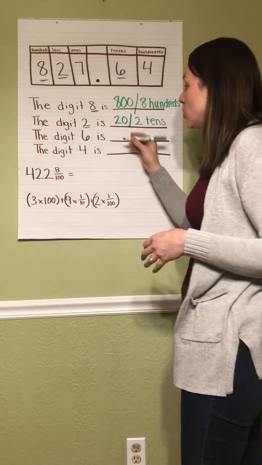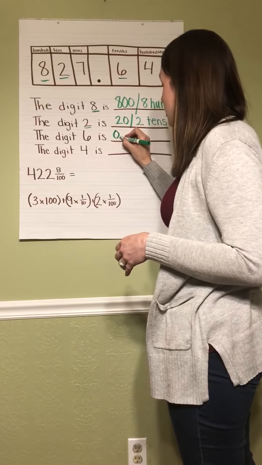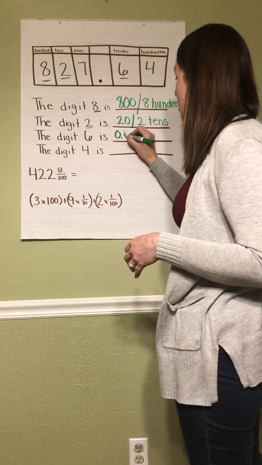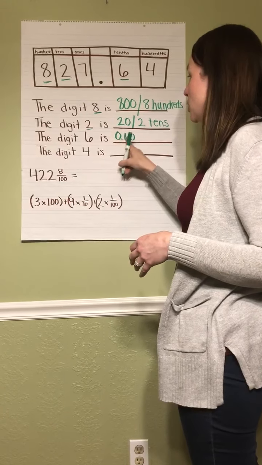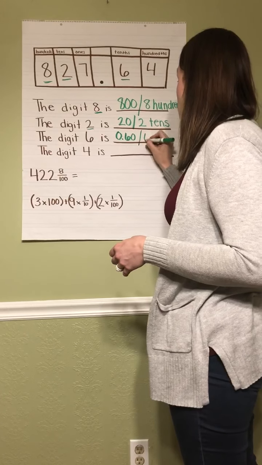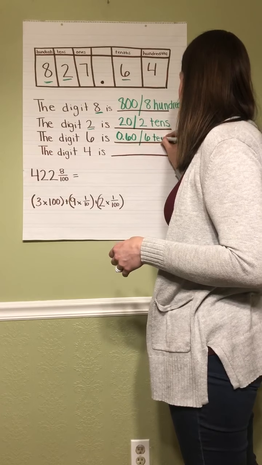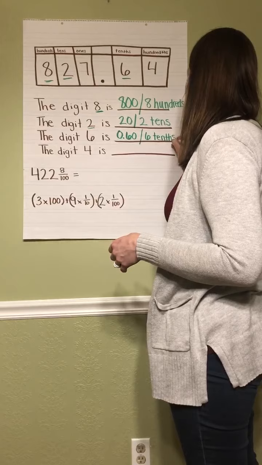The digit 6 is in our tenths place, right? So you are either going to write 0, because there are no whole numbers, 6, or you could just put 0.6, either way, or you should have written out 6 tenths.